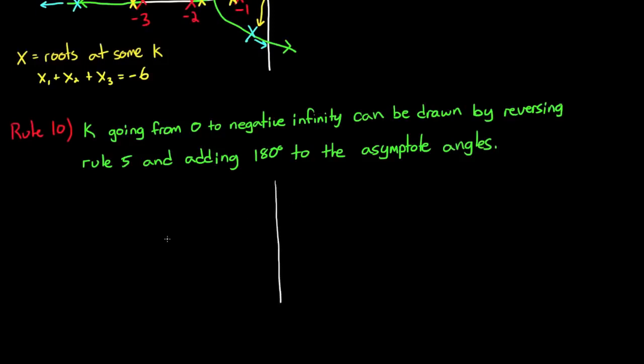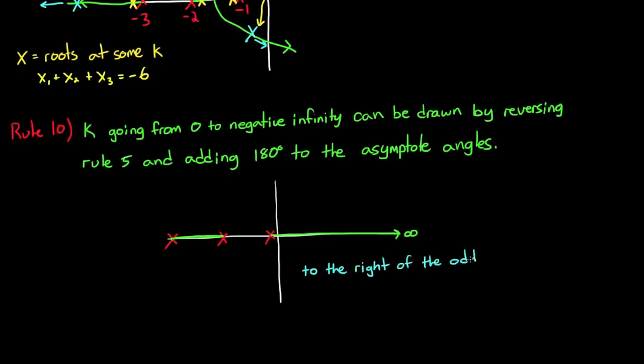on the real axis to the right of all of the odd critical frequencies, and by adding 180 degrees to the asymptote angles. I'll draw out this one quick example with three poles. If you want to sweep from 0 to negative infinity for your gain, you draw to the right of the odd critical frequencies, so the first and the third. And the angle of the asymptotes are 60 and -60 off the negative real axis, since we added 180 degrees to them. And the root locus would look something like this.